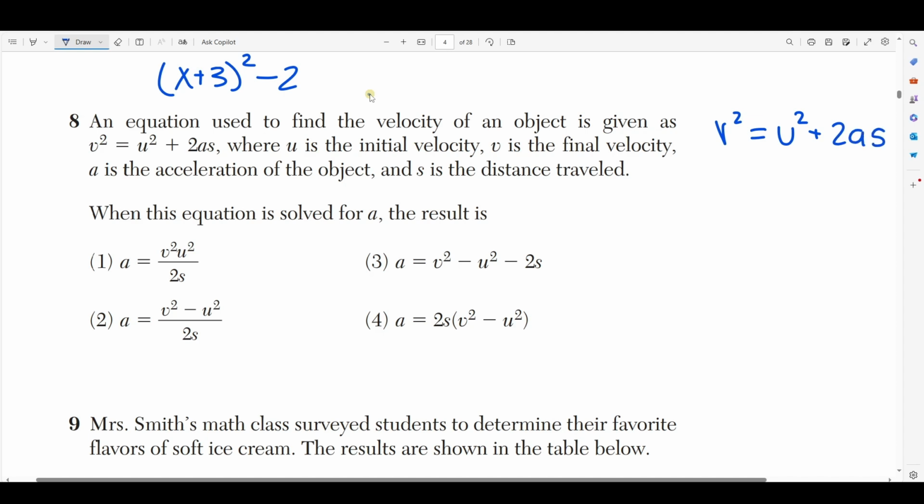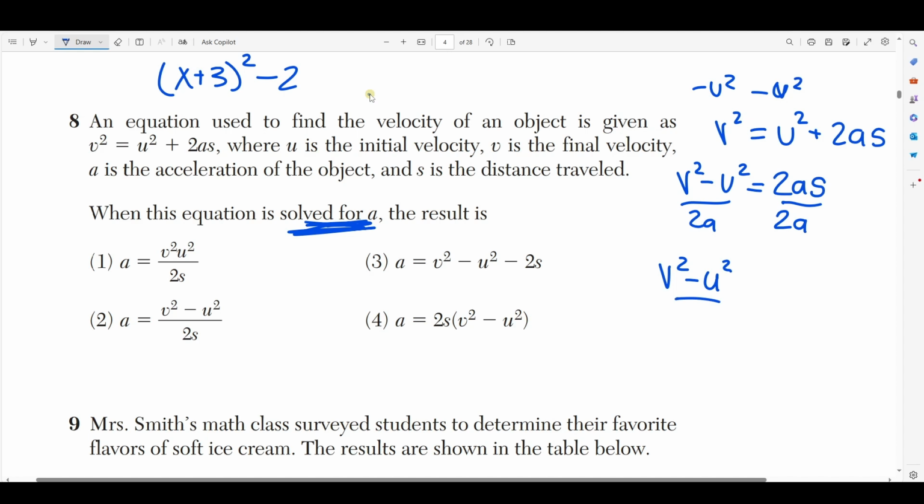Cool. And now they just ask you to solve for a. So isolate a, get a by itself. If I want to get a by itself, I want to move everything to one side except for a, right? So I'm going to subtract u squared on both sides. So v squared minus u squared is equal to 2as. Now I have 2as on one side, so I'm going to divide by 2 on both sides.